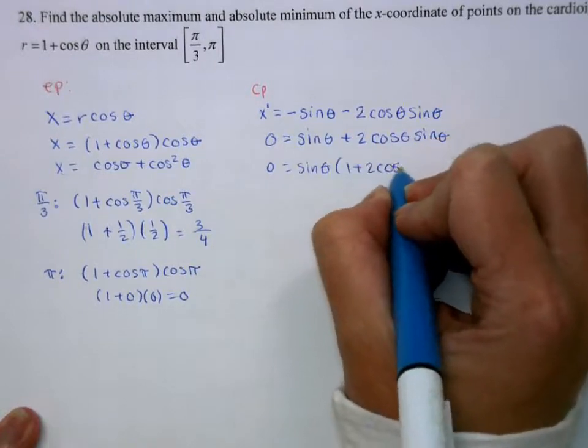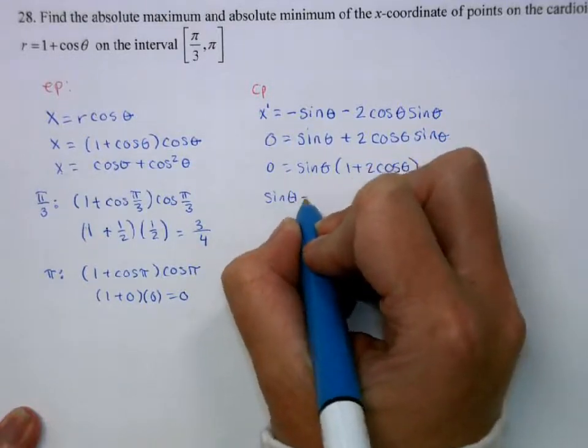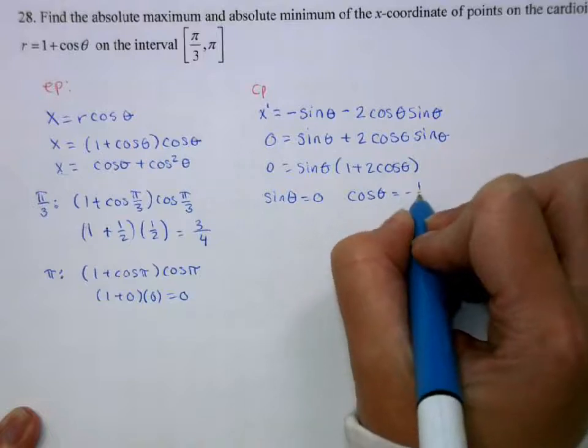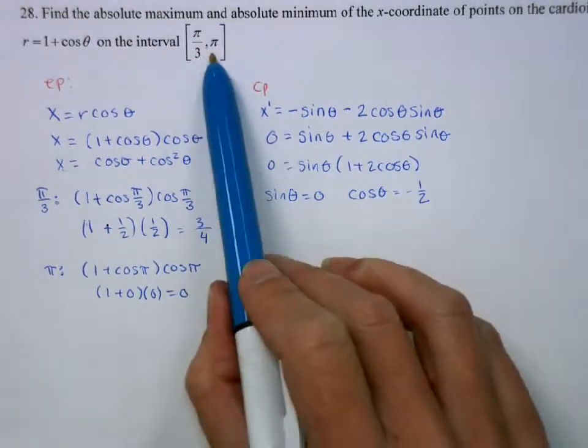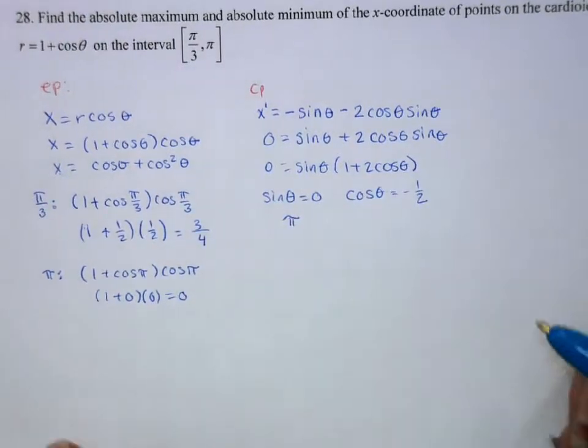And then set each factor equal to 0. So we're looking for sine to be 0. That's where our y value is going to be 0. The only location on that interval is going to be pi, which is an endpoint.